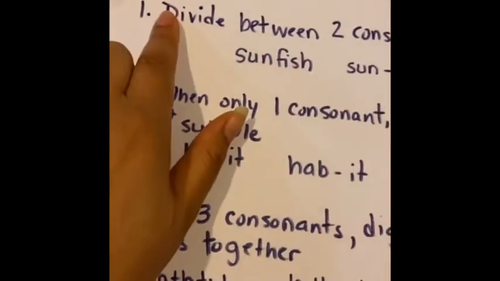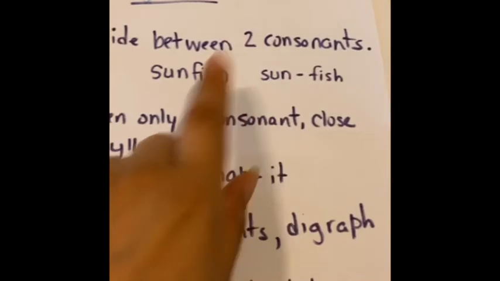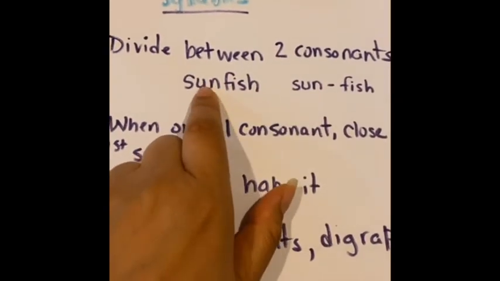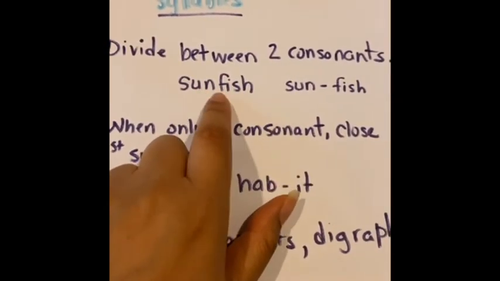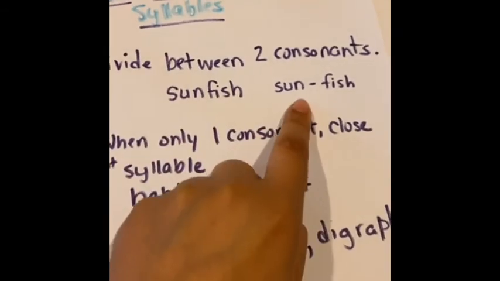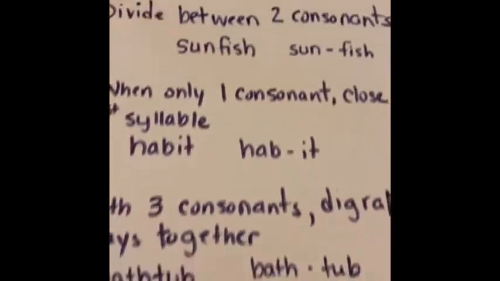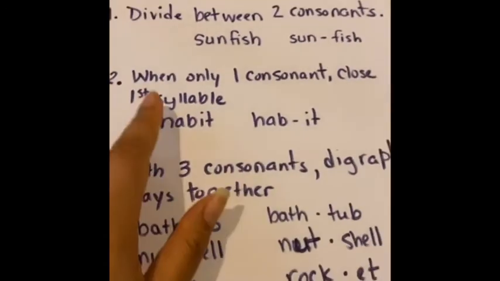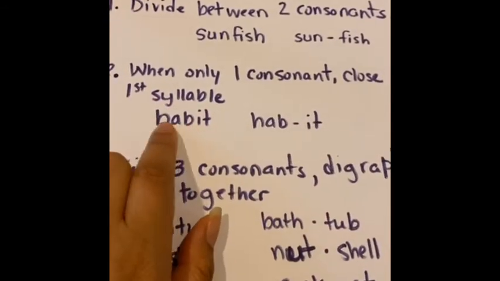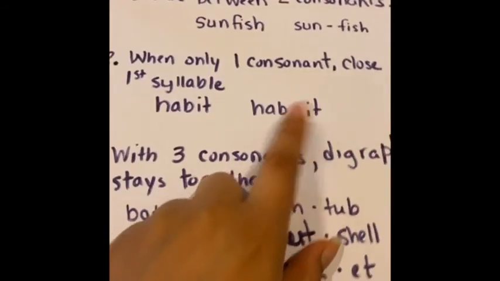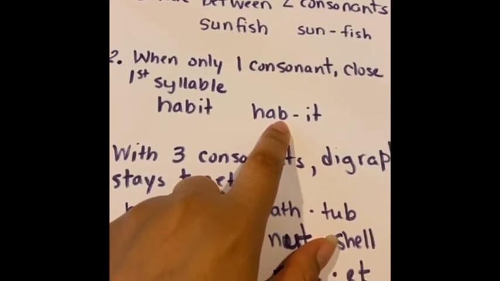Divide between two consonants. So if I have this word, I see my vowels. I'm going to divide between the N and the F. So, sunfish. So say I have one consonant in between the vowels. Then I'm going to close in the first syllable. So, hab, it.